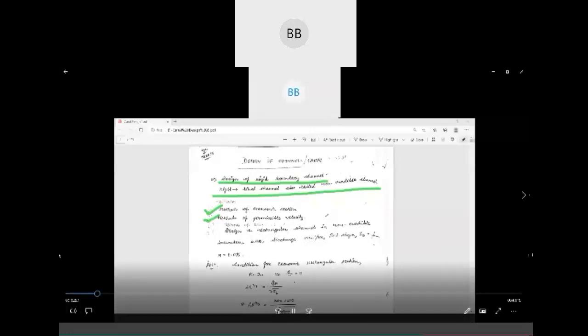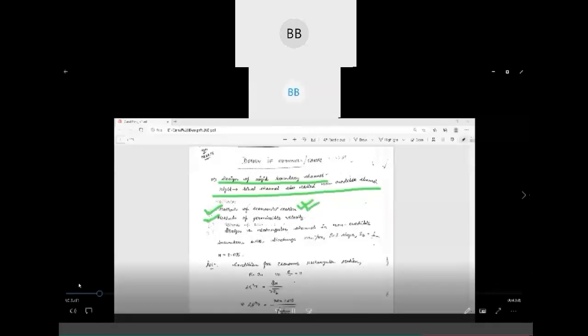The method of economic section we have already studied. You have also studied it in third or fourth semester in the hydraulics paper, fluid mechanics and hydraulic machines. In that particular paper, you have already studied about economic section. To design that particular channel, if we use the economic condition, then that method is called economic section.